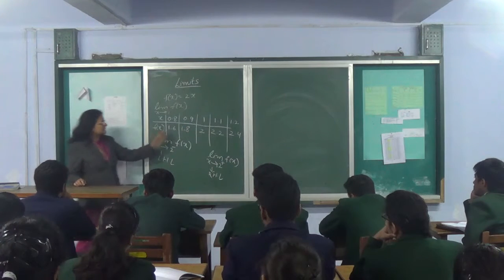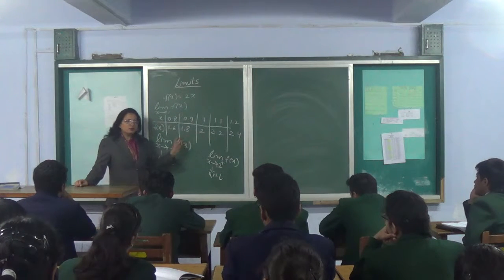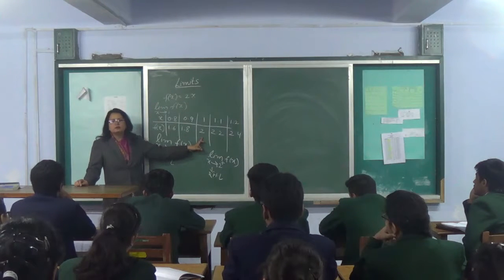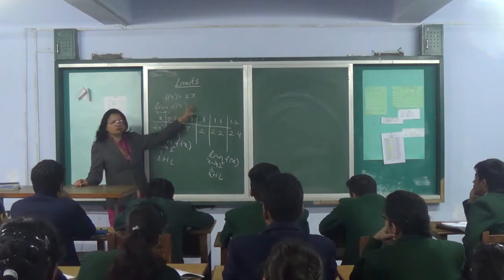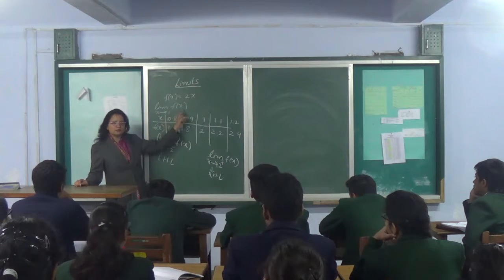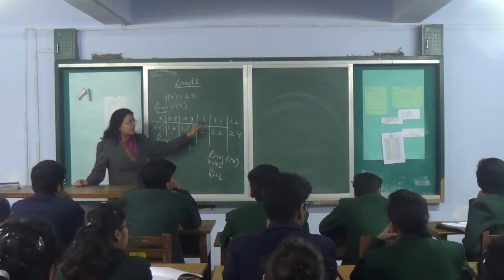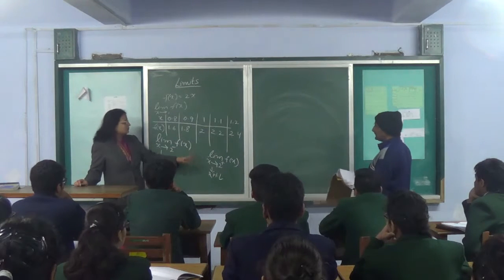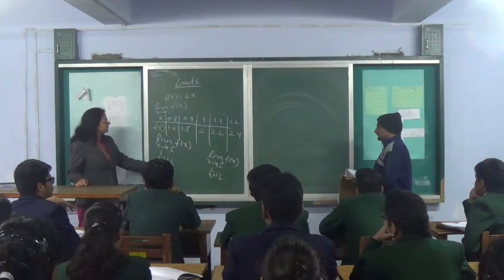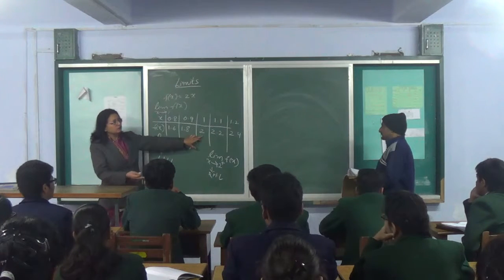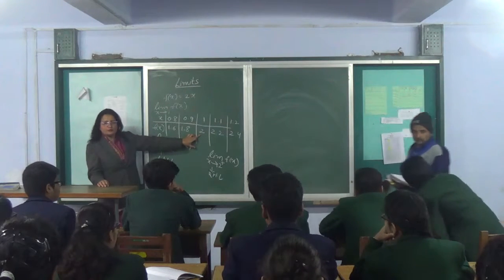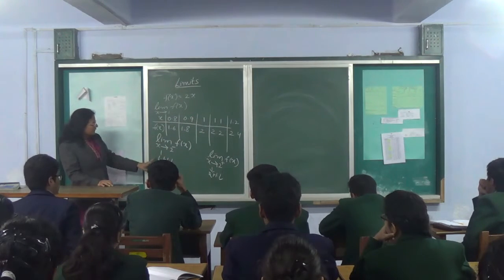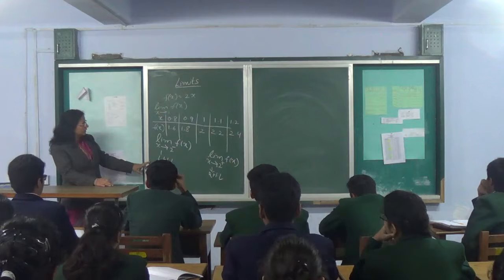And in this case, we observe that from both the sides the function is approaching the same value. So we say that for f(x) = 2x, limit x tending to 1 f(x) exists. And what is the value of the limit? It's 2. The value of the limit is 2. So we have this thing over here.